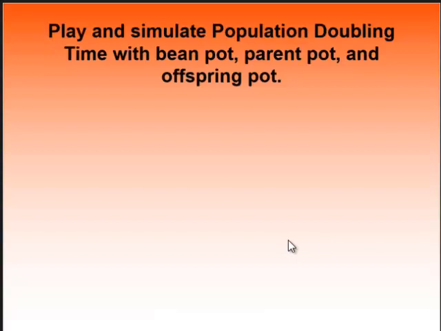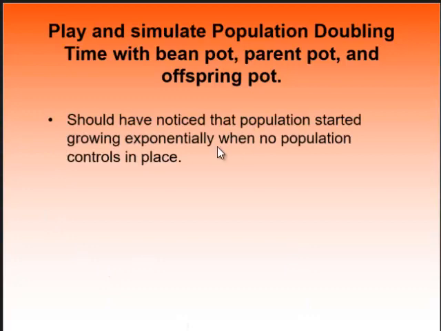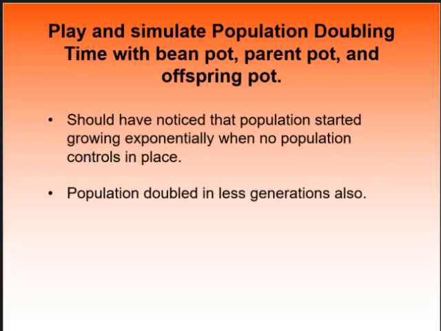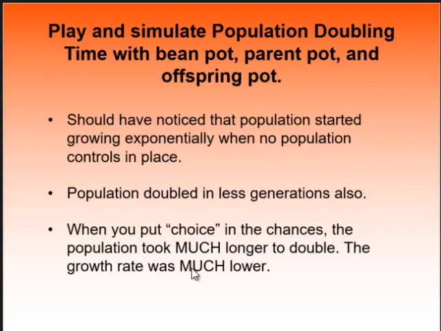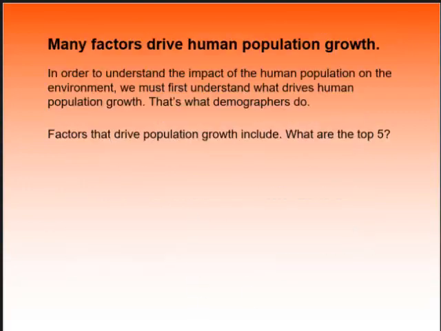So we played a population doubling time activity with the bean pot, the parent pot, and the offspring pot, where you should have taken away the following information. The population started to grow exponentially when there were no population controls in place, and the population doubled in fewer generations than the one where there were population controls in place, such as making a choice.